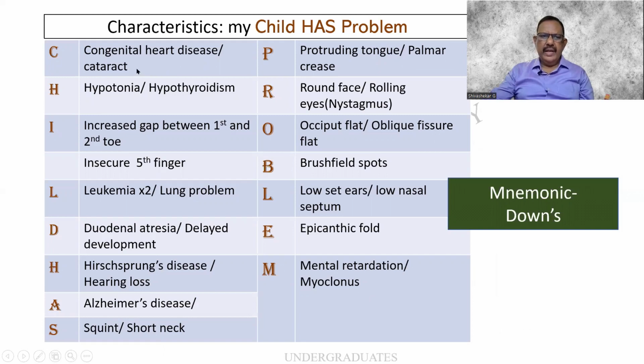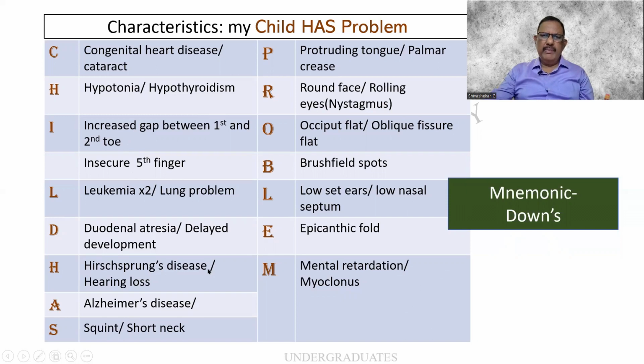Congenital heart disease and cataract, that is there. Hypotonia, hypothyroidism. Increased gap between the first and the second toe. Insecure fifth finger. It has got a tendency to bend and deviate away. L for leukemia, which is more common in Downs, and lung problem, obviously because of the flaccidity of the muscles. Duodenal atresia, delayed development can be there.